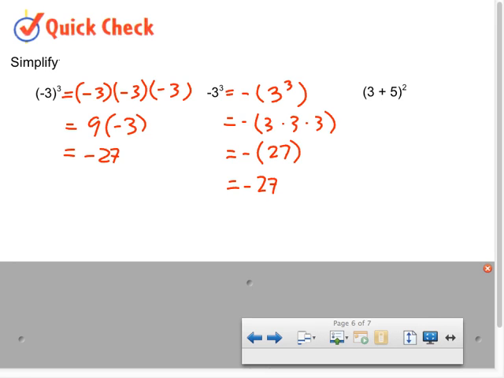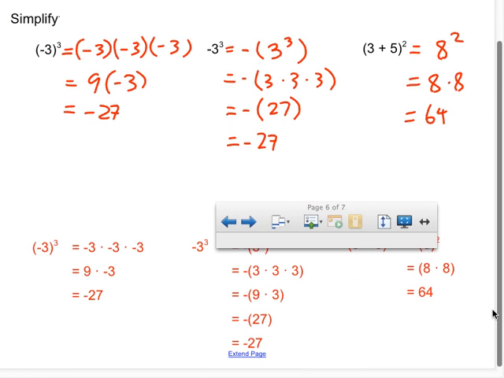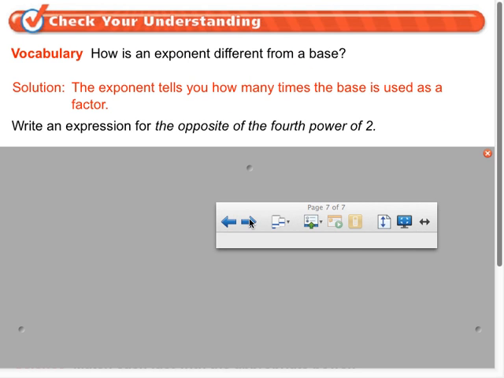Okay, we good? And then this last one, that's pretty easy. Simplify what's in the parentheses, what do we get? 8. And then 8 to the second power is just 8 times 8. What's 8 times 8? 64. And I work it out down here. Okay, and then here we are.